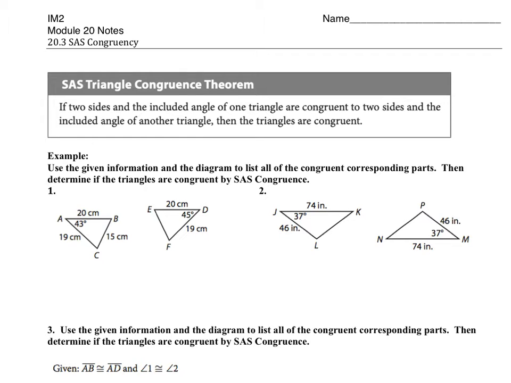So quickly here, in a triangle, the included angle is this one here in between the two sides. The sides have to be attached to that angle. All right, so let's look at a couple examples here. Use the given information and diagram to list all the congruent corresponding parts, then determine if the triangles are congruent by side, angle, side.